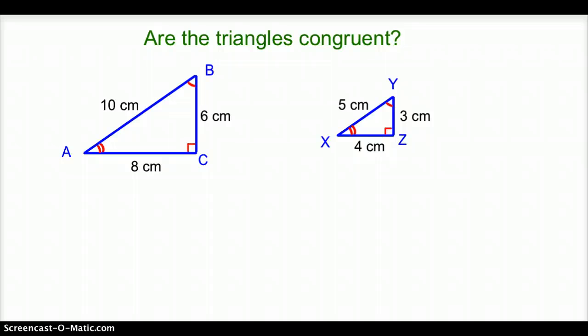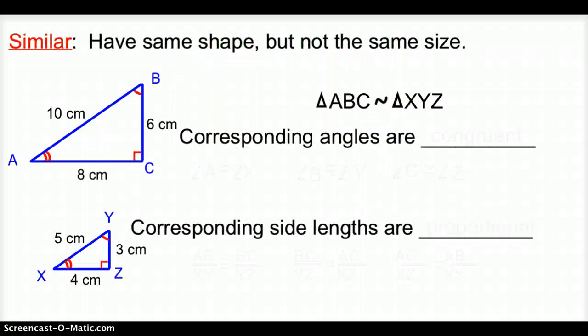Next, you have to ask yourself, are these triangles congruent? Well, congruent means they have the same shape. So do they have the same shape? Yeah, they both look like right triangles to me. But do they have the same size? Here's a 3, here's a 6. So they do not have the same size. So these triangles cannot be congruent. However, they are similar: they have the same shape, but they do not have the same size.